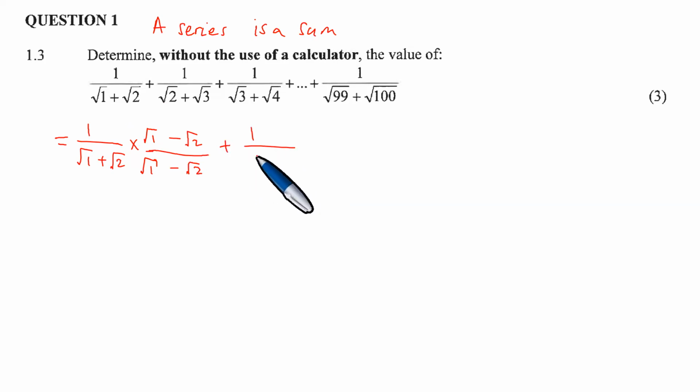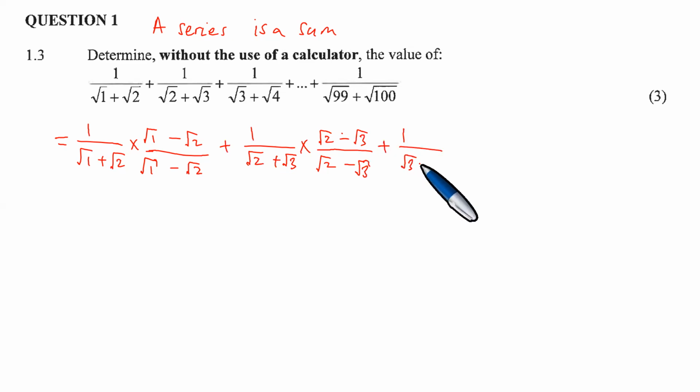So this is plus. You have 1 divided by the square root of 2 plus the square root of 3. You multiply by the square root of 2 minus the square root of 3. So you put the opposite sign. Why are we putting the opposite sign? It was plus here and we put a minus there. It's plus here and we're going to put a minus there. Plus the square root of 4 multiplied by the square root of 3 minus the square root of 4.